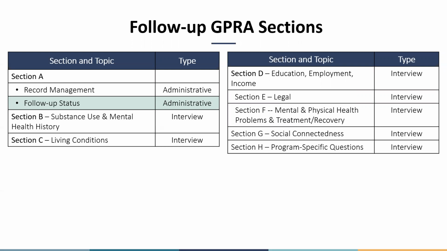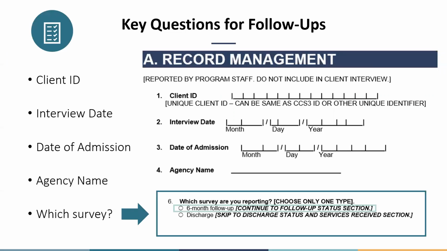The follow-up GPRA is very similar to the discharge GPRA that we're going to talk about shortly, and the follow-up status is unique to the follow-up GPRA. So here are some key questions on the follow-up. The client ID is the same number that you used for the intake GPRA. These must match. There's an authentication feature in place on the follow-up and discharge GPRAs in the online system that will not let you move forward unless this number has a matching intake. So if you're having any troubles with this, reach out to the TA team and we can help troubleshoot that.